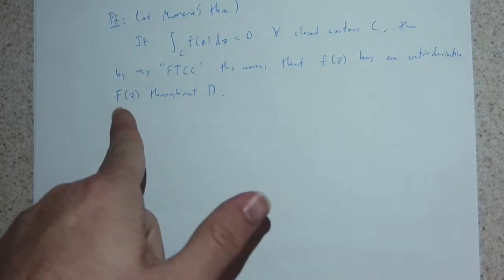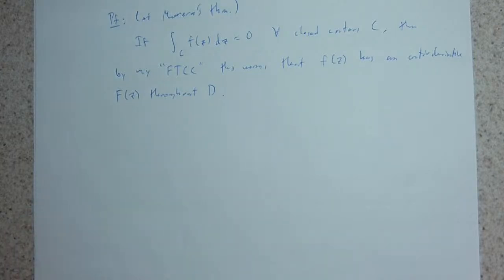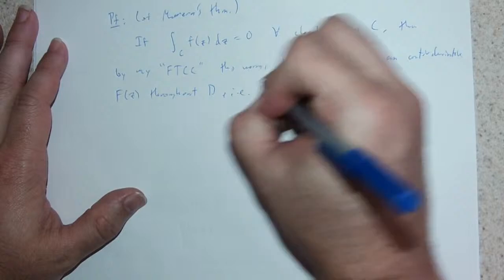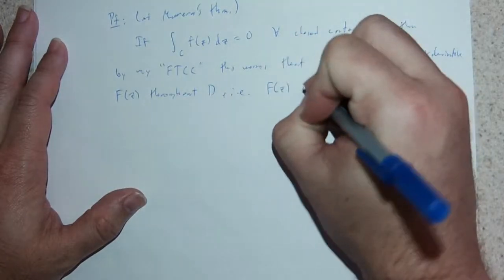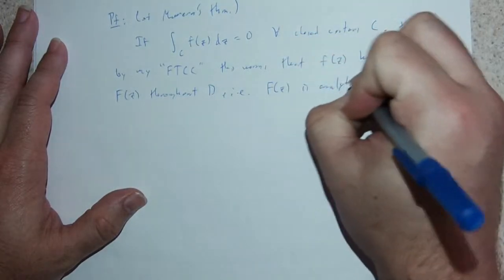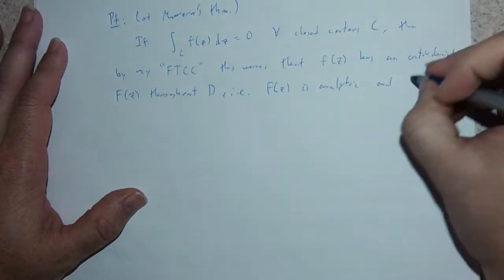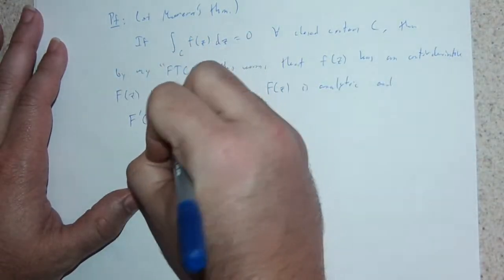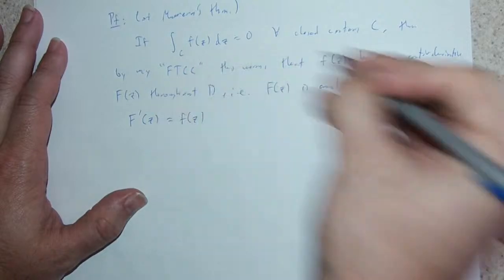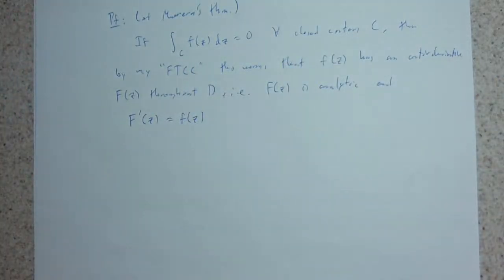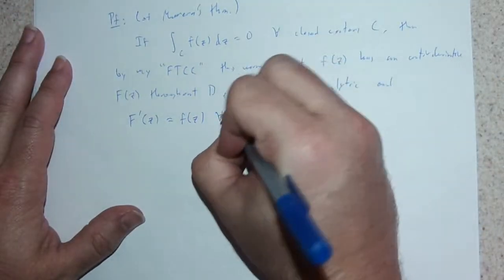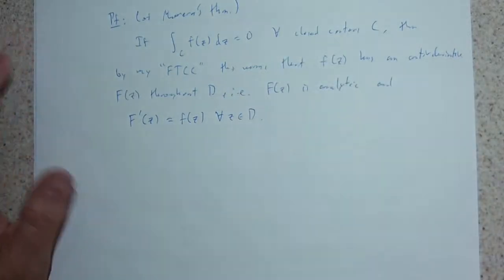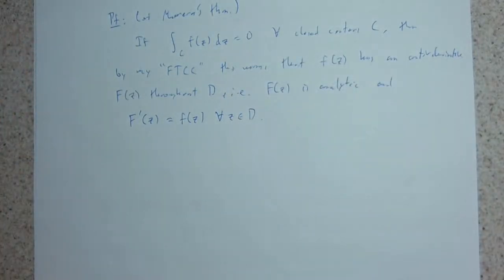But what's an antiderivative big F of z throughout D? I.e., big F of z is analytic, and if I take the derivative of big F of z, I get little f of z, for all z in D.